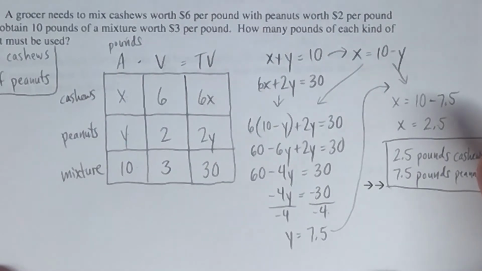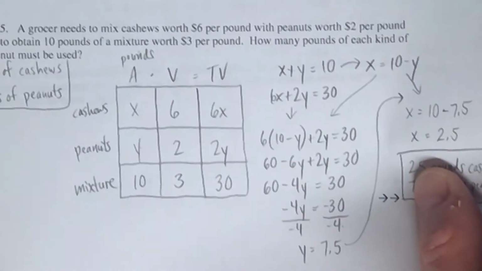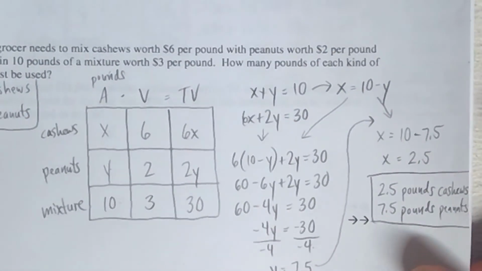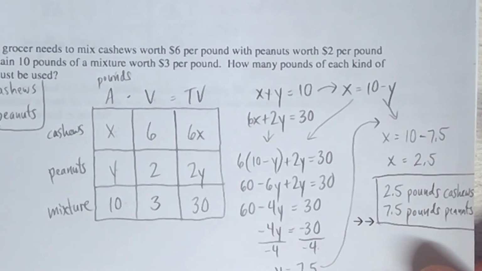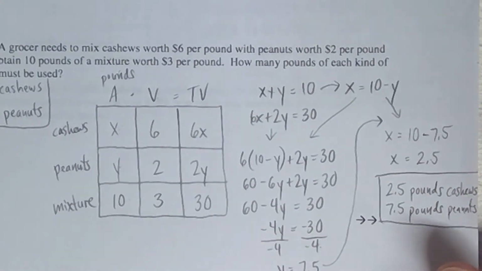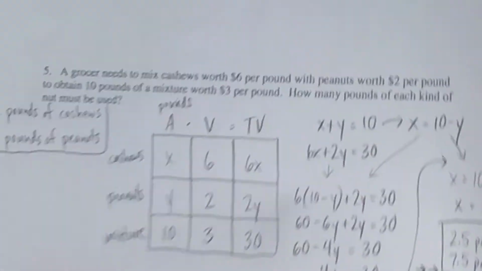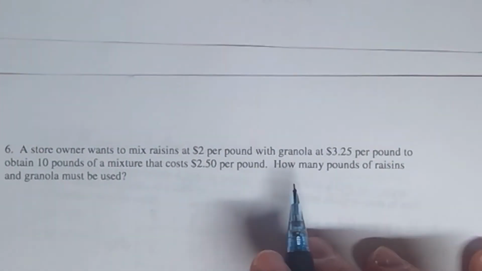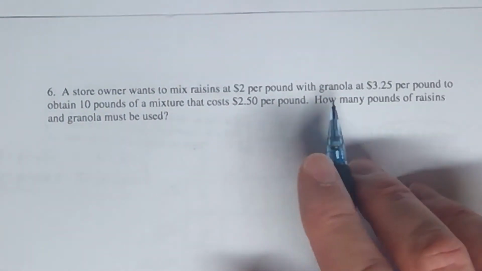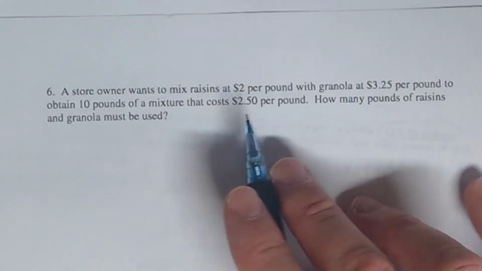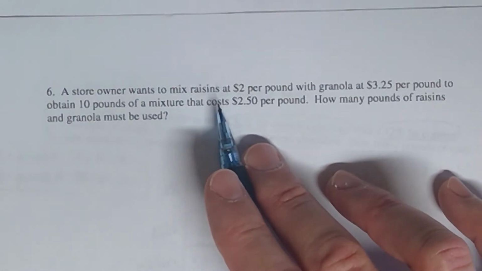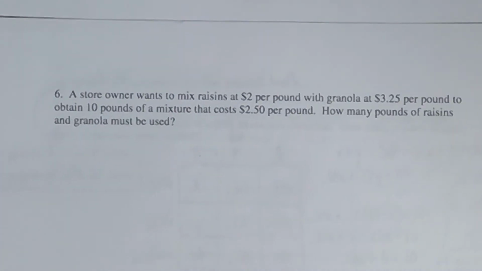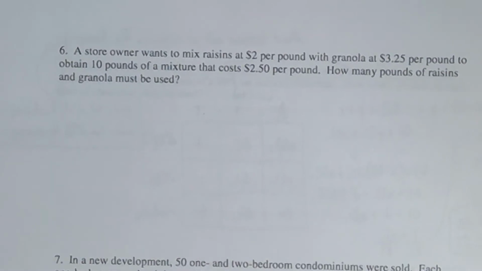And so that is number 5. Number 6 is very similar. But before I ask you to do number 6, I'm going to ask you to do 7 and 8 because they're very similar. They're not completely identical to what we're doing now, but they are so close that we're just going to do those right here. So number 6, you can see there that it's basically the same kind of problem except they've got granola and raisins instead of cashews and peanuts. Very, very similar problem, though. I'll ask you to try that in just a moment.